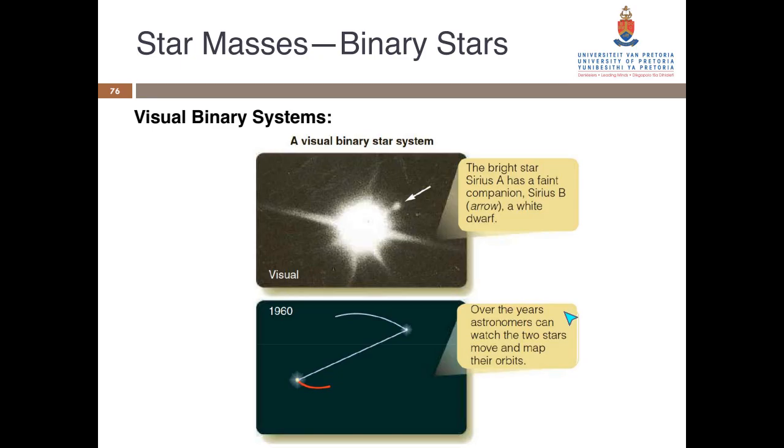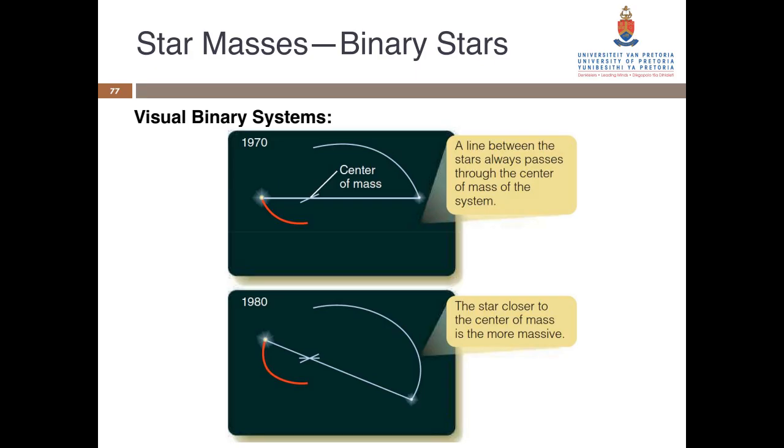So here we can see the bright star Sirius has a faint companion, Sirius B, a white dwarf. So here we can see Sirius A and Sirius B. And over the years, astronomers can watch the stars move and map their orbits. So a line between the stars always passes through the center of mass of the system. And a star closer to the center of mass is the more massive star.